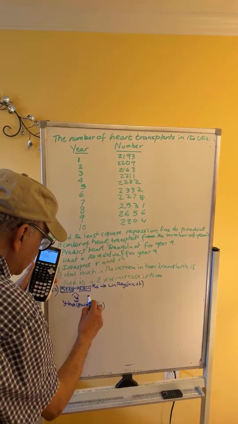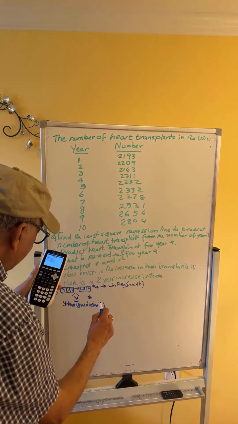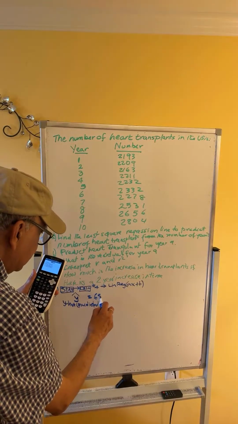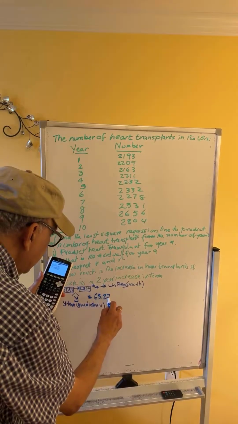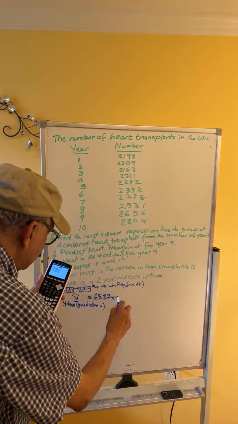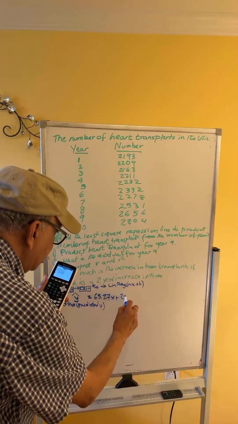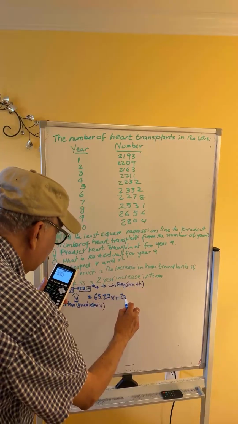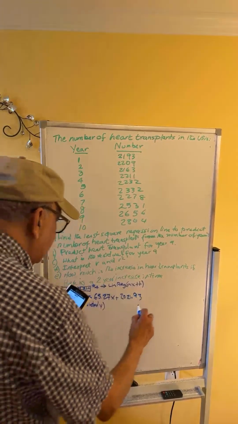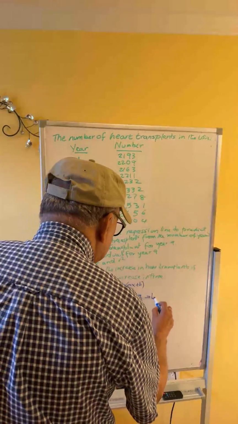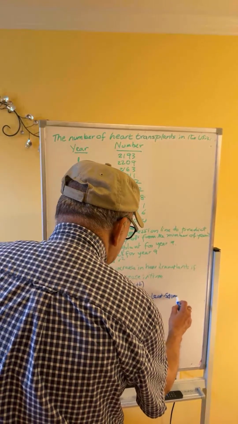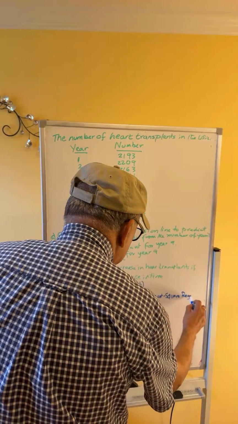Predicted y is equal to, my slope is 65.27 x, and my intercept is 2021.93. So this is the least square regression line equation.